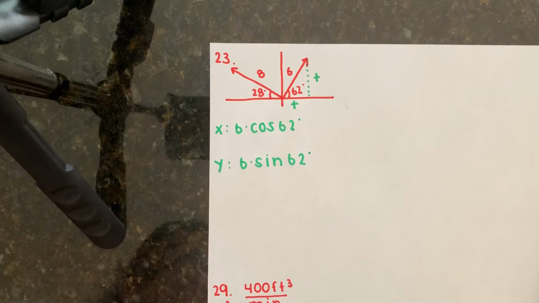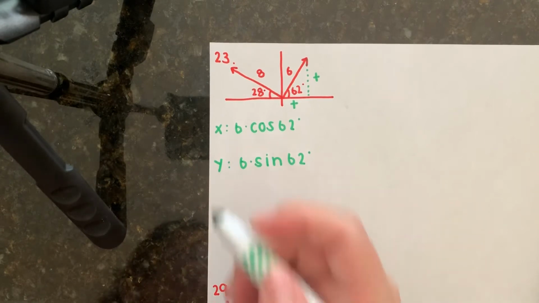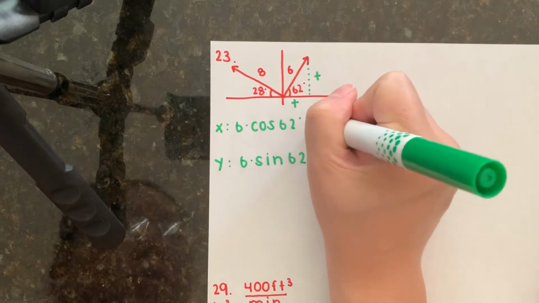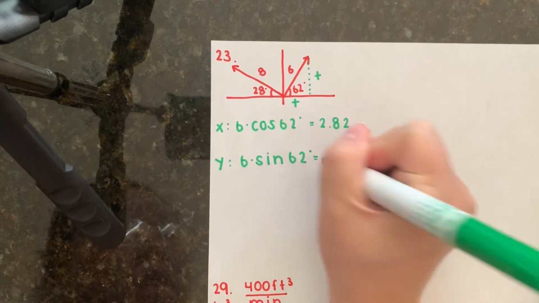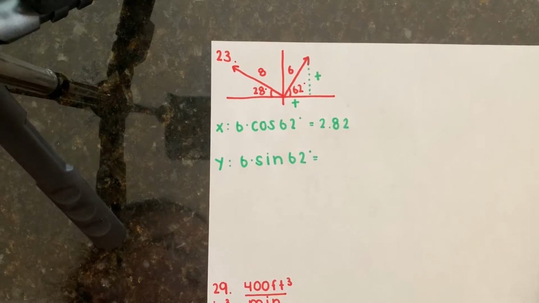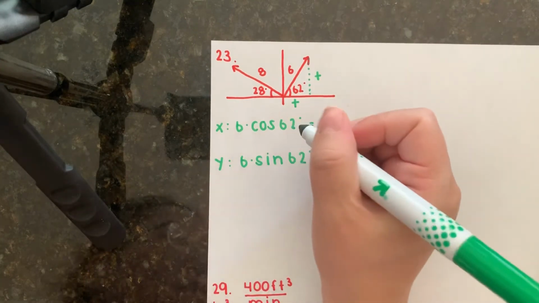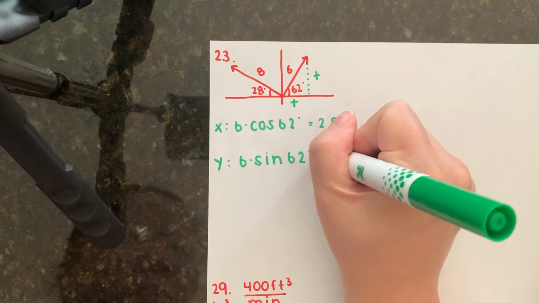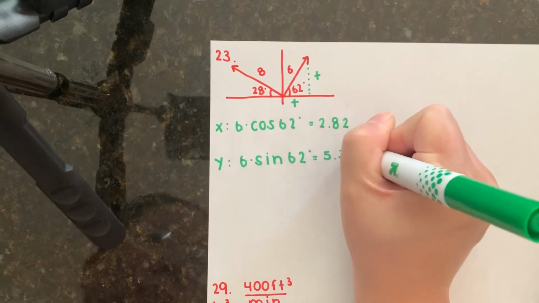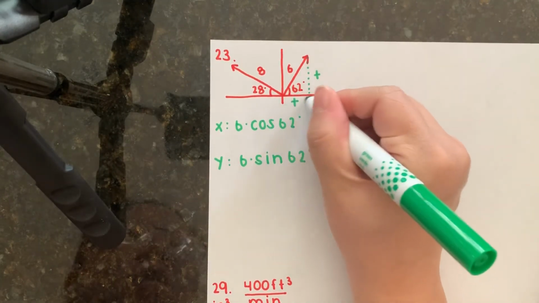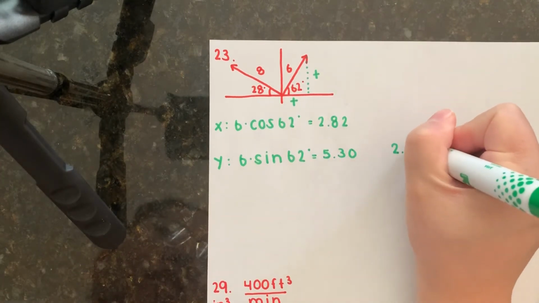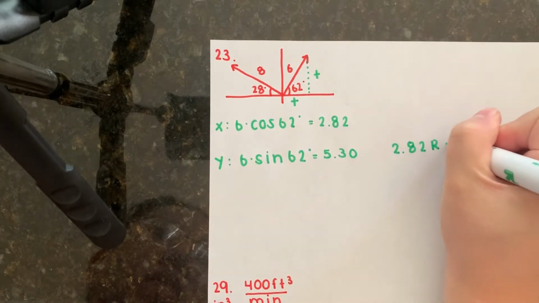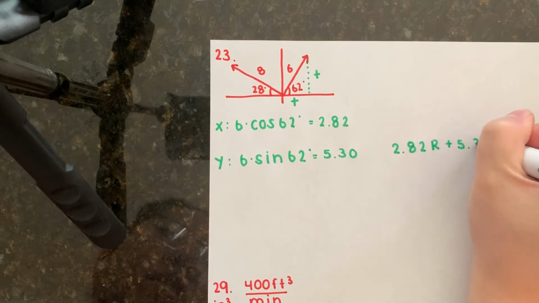On my calculator, 6 times cosine of 62 equals 2.82. And then 6 times sine of 62 equals 5.30. So I said my r is going to be positive and my u is going to be positive, so that would be positive 2.82 r and then plus 5.30 u.